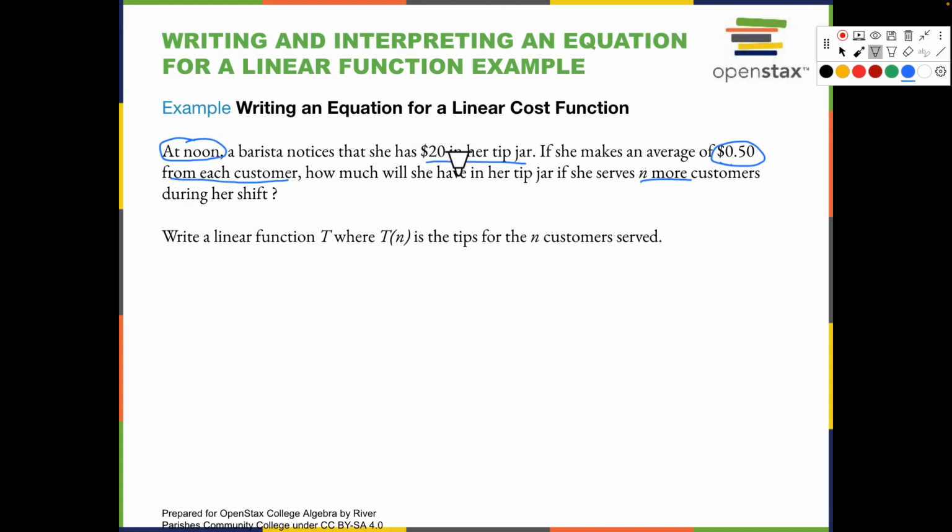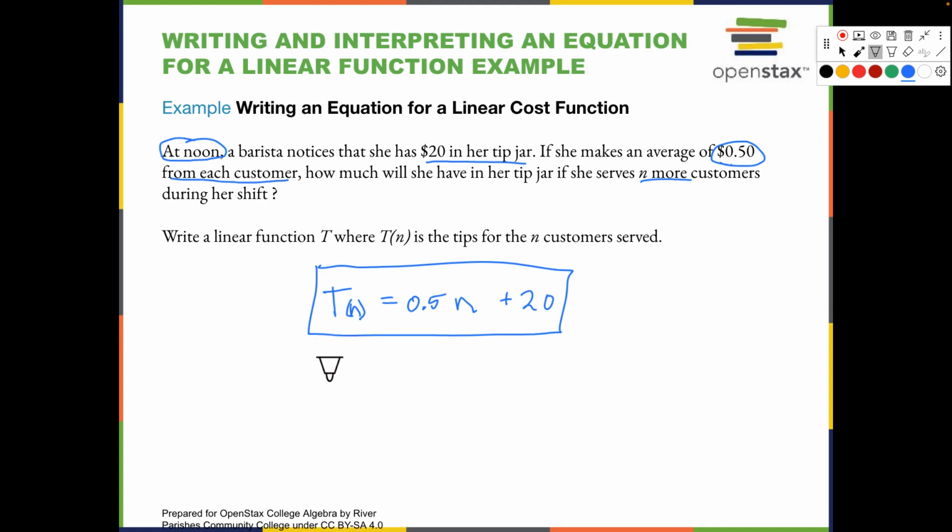So that's a starting value. Will that ever change? No, because it's fixed. So the $20 she started with is our y-intercept. That's going to be our plus 20. The other one is our slope. It's our rate of change. It's how the money's coming in. She's getting 50 cents for each customer. And that's our linear equation. And again, if we put it in terms of x and y, it's really y equals 0.5x plus 20. We were going to put it in a graphing calculator.